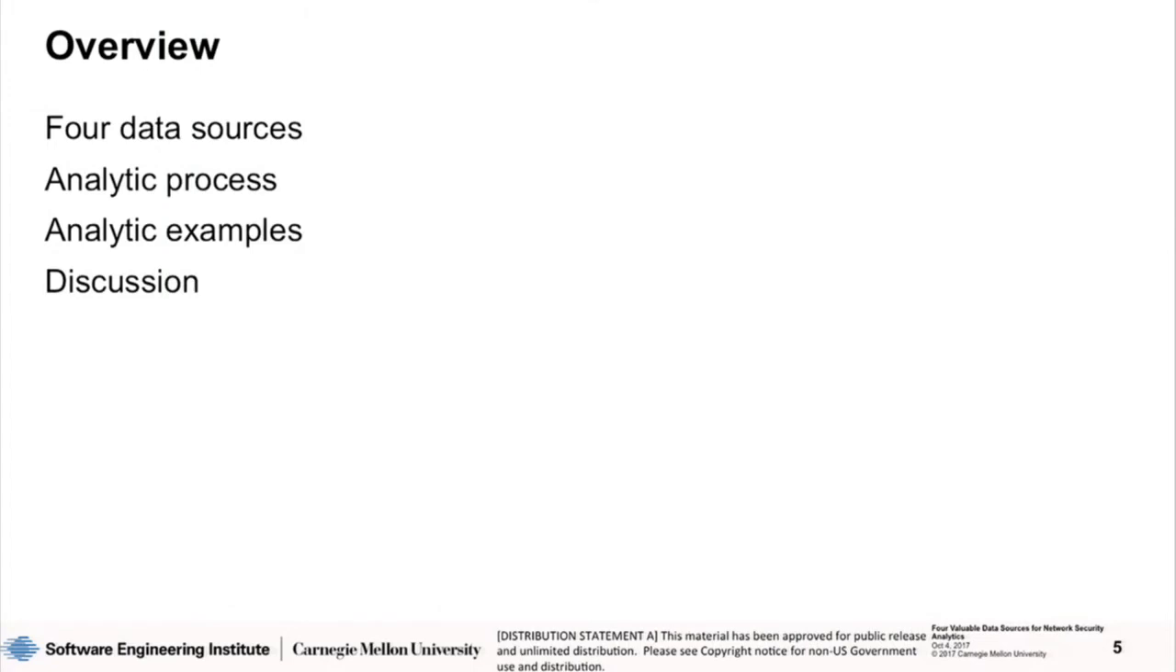And the talk today is going to look at what these 4 data sources are, and what an analysis process looks like for taking the data and moving it into information that can be used to base decisions on, to detect illegal behavior, or to understand the ramifications of putting controls in place. We'll be presenting some analytic examples, and we'll finish off with a discussion on how to use this information to improve cybersecurity within organizations.